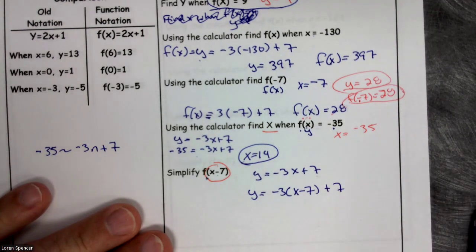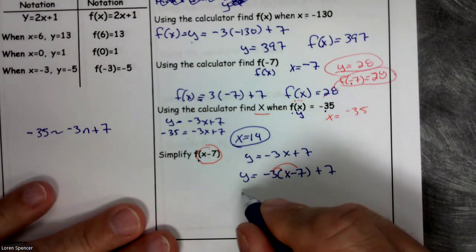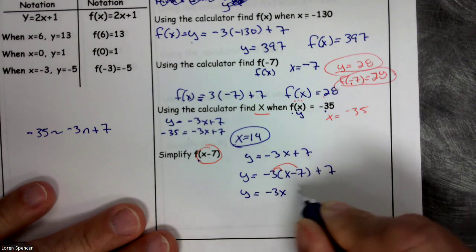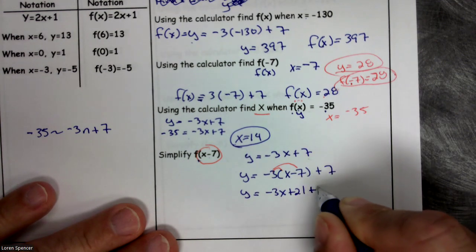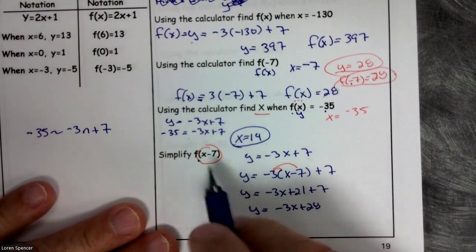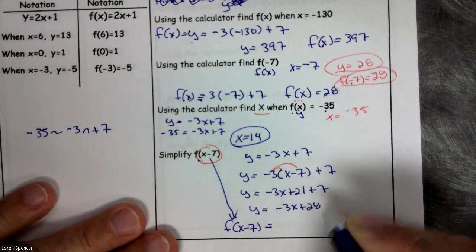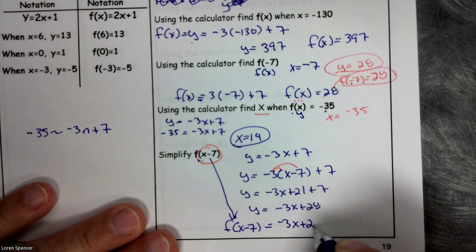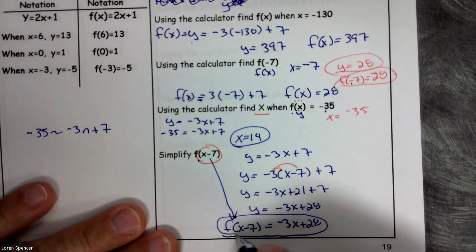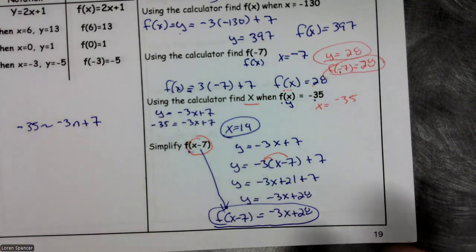Well, now I have to distribute. So I now have y equals negative 3x plus 21 plus 7. So y equals negative 3x plus 28. But it's not really y, it's really f of x minus 7. I just pulled that straight down, equals negative 3x plus 28. Kind of a lot of work, but all we did was plug in, distribute, and then combine like terms. All right, plug in, distribute, and combine like terms.